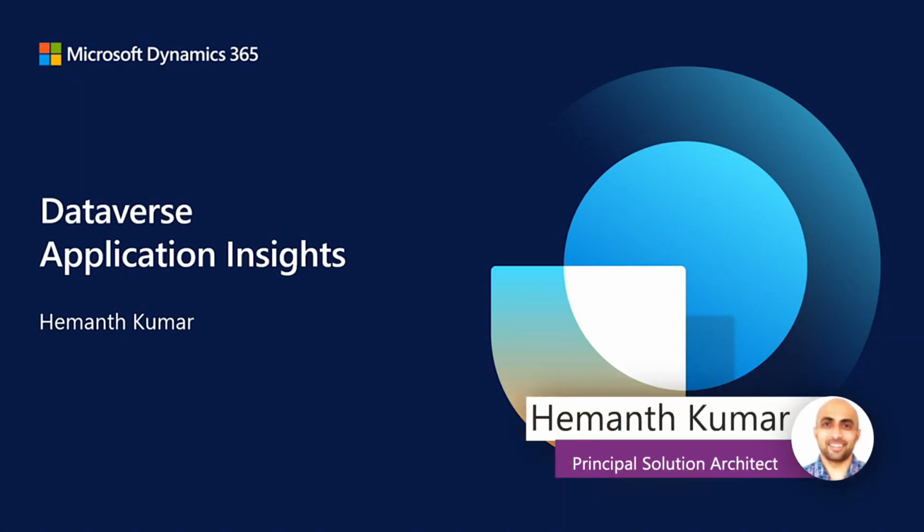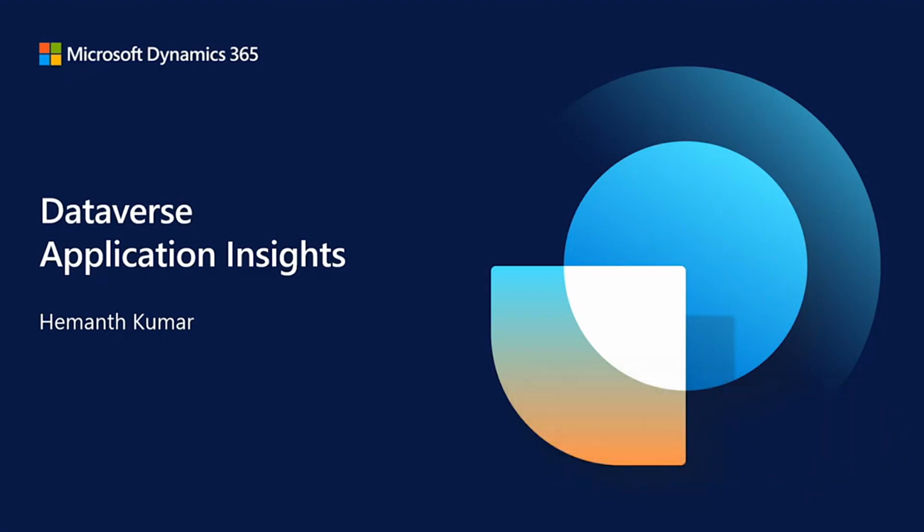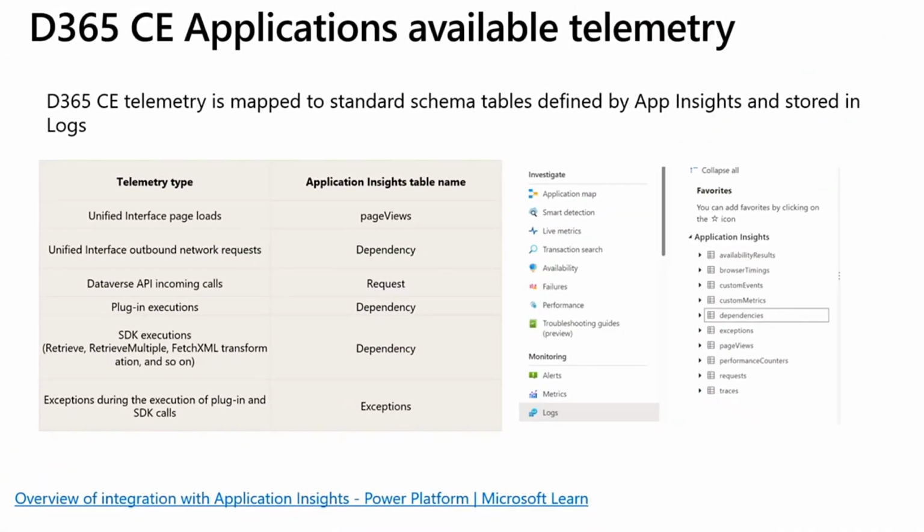In Dataverse, Application Insights integration enables powerful telemetry that allows us to monitor and optimize our systems effectively. This includes insights into unified interface page loads, network requests, API calls, plugin executions, and SDK activities. Let's explore these data mappings in detail. Here's how telemetry events map to standard Application Insights schema tables. For example, Dataverse API calls are logged in the requests table, while exceptions from plugins or SDK calls go to the exceptions table. This structured mapping enables easy querying, analysis, and visualization in dashboards.